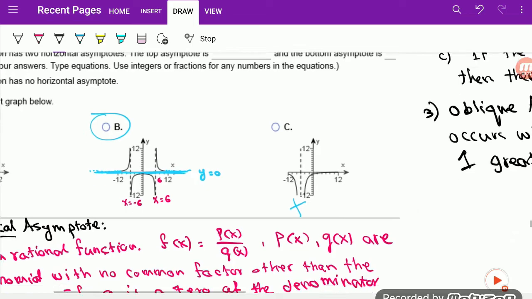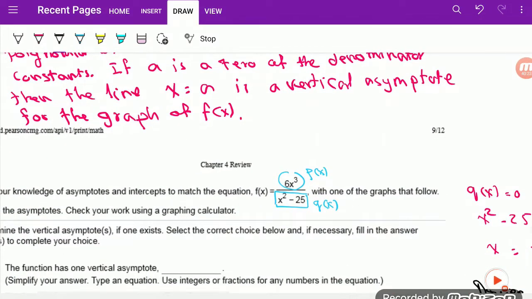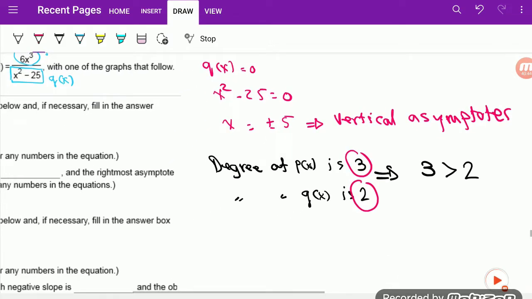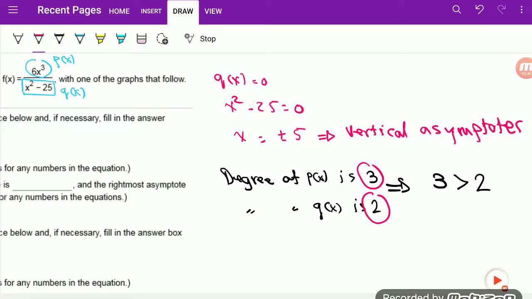Let's look at the example here. Yes, p of x is 3, and q is 2. It is 1 higher than this one. So the p has a degree of 3, the q has a degree of 2, so it's 1 greater than the degree of q. So what do we do? We divide. So we perform what?